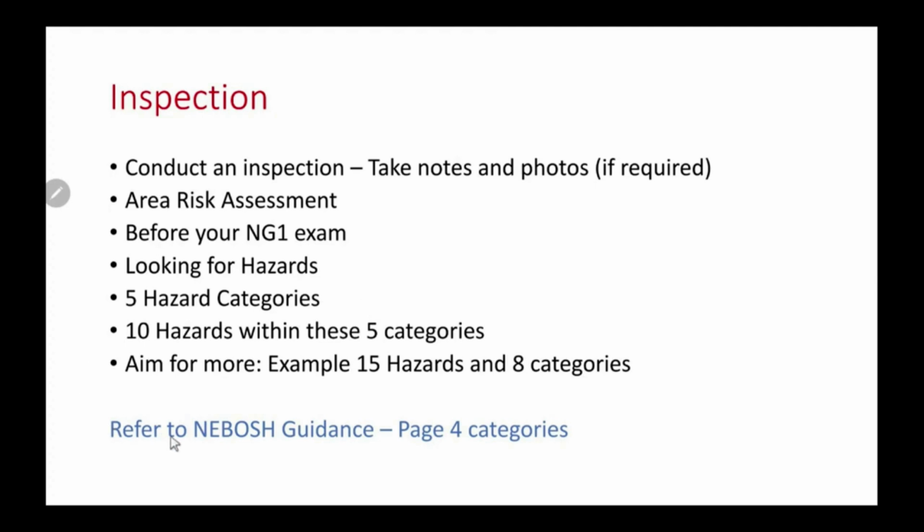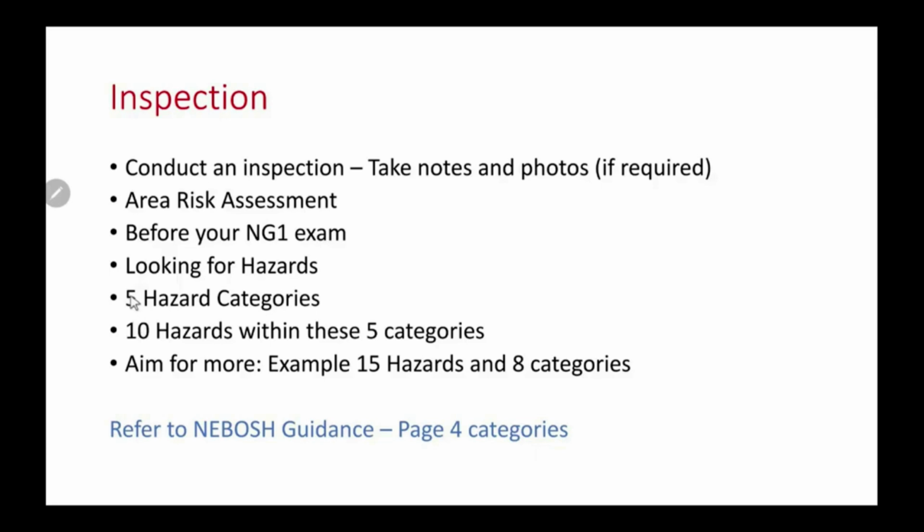There is a guidance document that NEBOSH produced which lists all the different hazard categories. For example, one hazard category is slips and trips. That's what NEBOSH have in their guidance document as a hazard category. Let's say you find 3 slip and trip hazards. Well, that's 3 hazards, and one category is slips and trips.